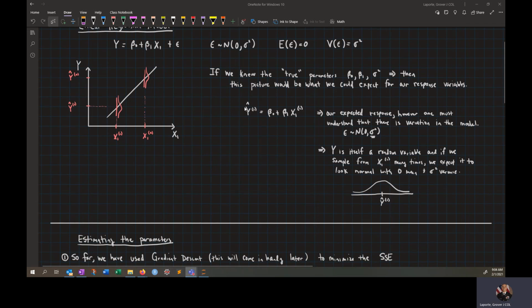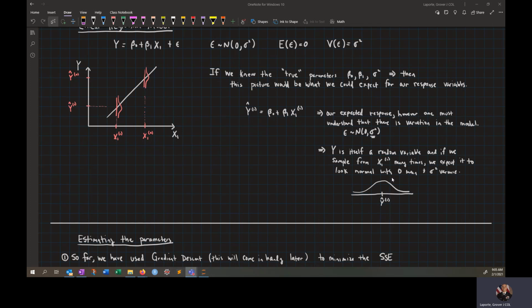So y hat lies on the line, so that's our expected response. Y itself is a random variable. What I'm saying is, take this picture and turn it on its side, and for this data point, for this predictor value that we put in, we expect a distribution of values around y1 hat depending on what this variance is.